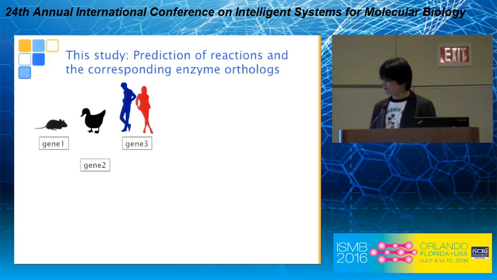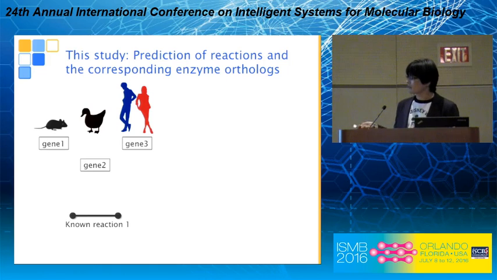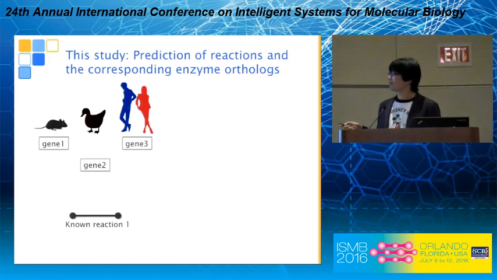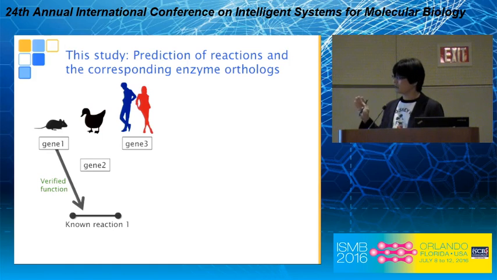Well, let's say we consider a known reaction like that, and we know Mickey Mouse very well, and we know there is a verified function. Gene 1 has a verified function of catalyzing this known reaction 1. And when we want to know less important species like this, it's very costly to do experiments. So this is where bioinformatics gets its power.